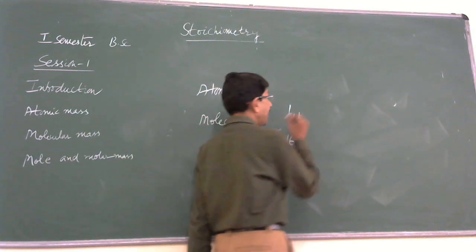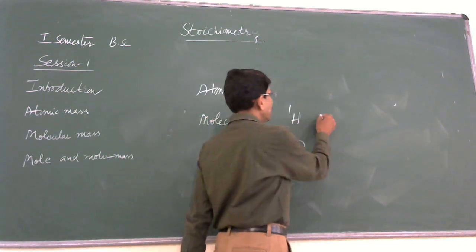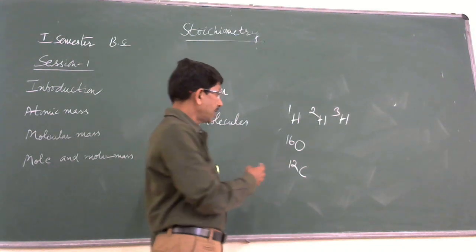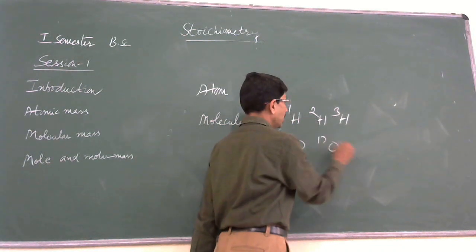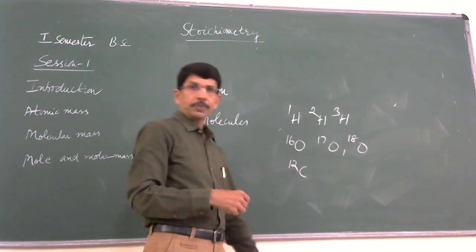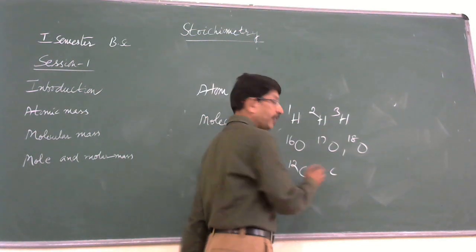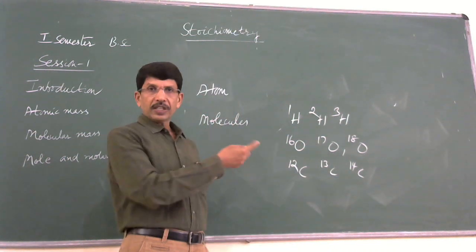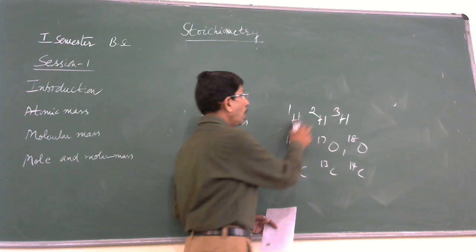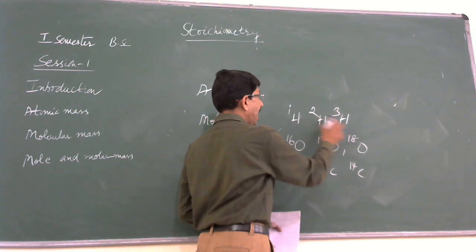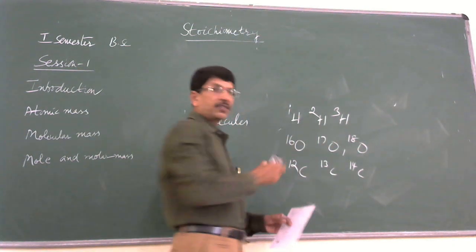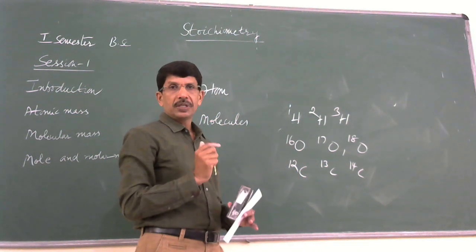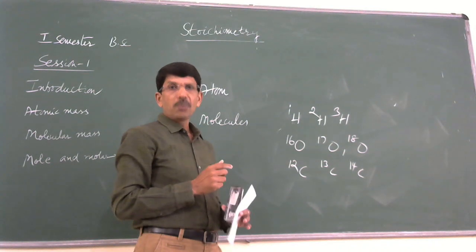If you consider isotopes of hydrogen, you have hydrogen, deuterium, and tritium. Similarly, for oxygen you have O16, O17, O18 isotopes. And for carbon, you have C12, C13, C14. So these are the isotopes. All isotopes of hydrogen have atomic number 1, isotopes of oxygen have atomic number 8, and isotopes of carbon have atomic number 6. But the only difference is in their mass number.